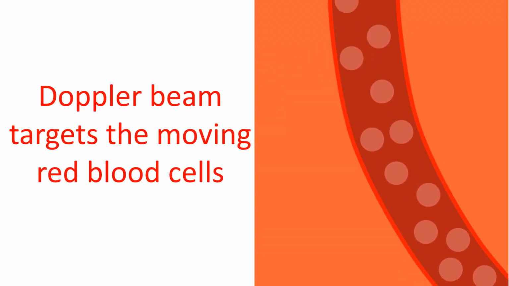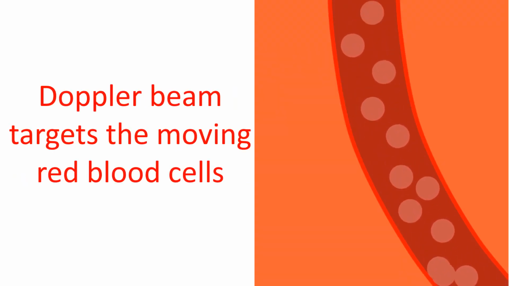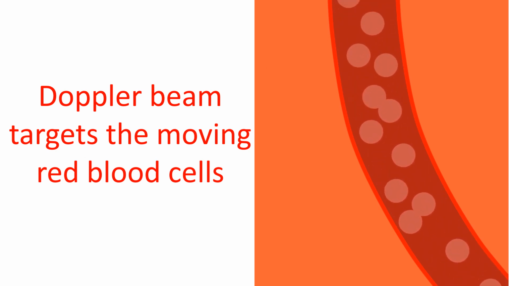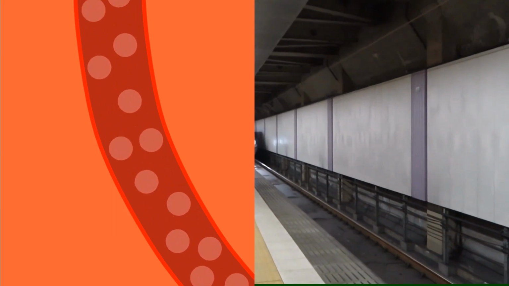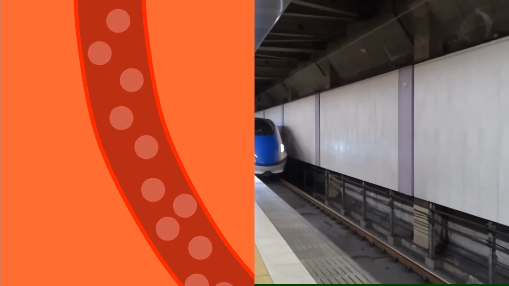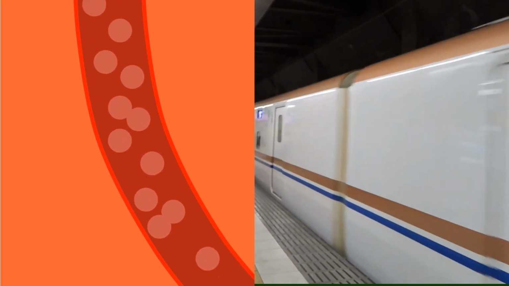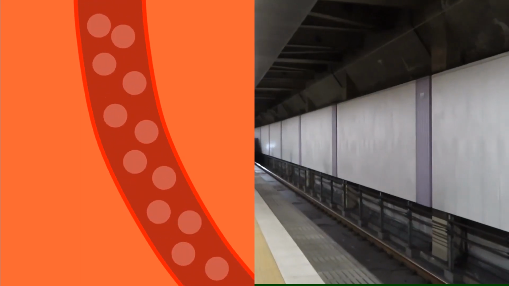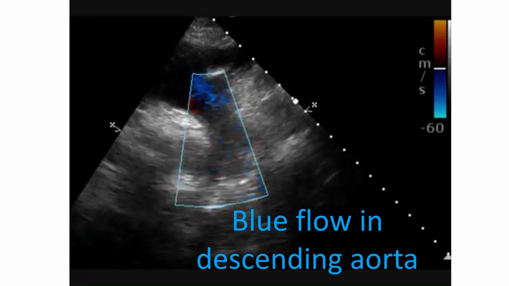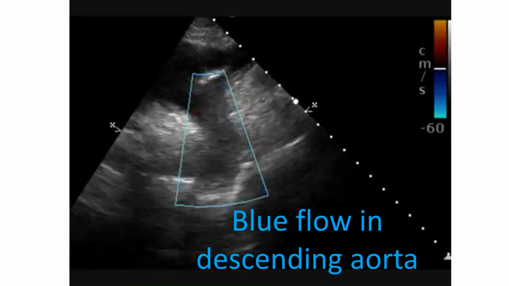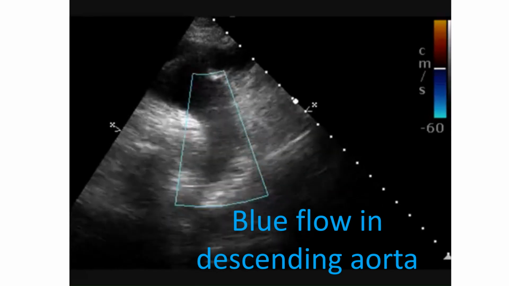Doppler imaging is by analyzing the echoes of the ultrasound beam from moving red blood cells. You will be familiar with the difference between the sound of a moving train when it comes towards you and when it moves away from you. The same principle is applied in Doppler echocardiography. Signals from blood moving away from the probe is color-coded blue and that moving towards the probe is color-coded red.